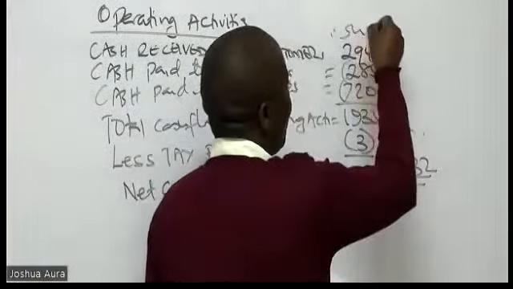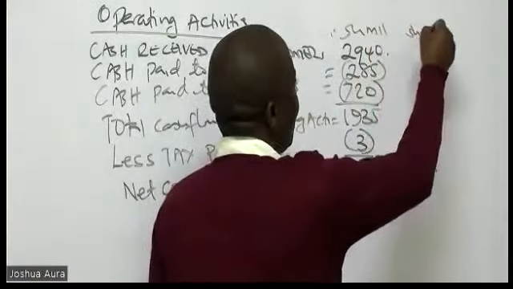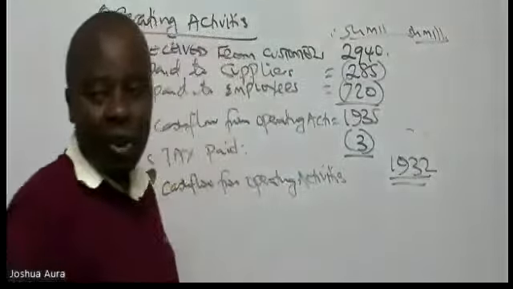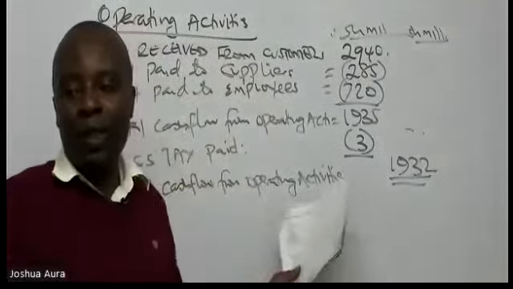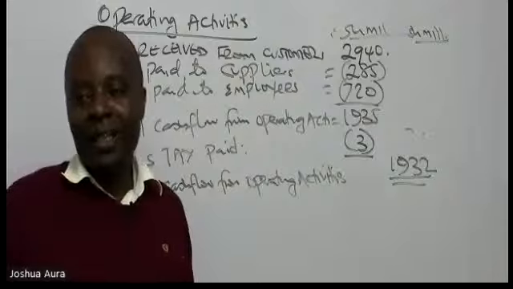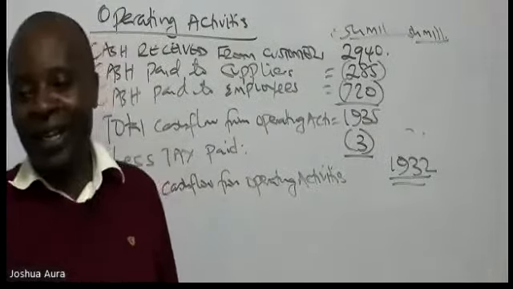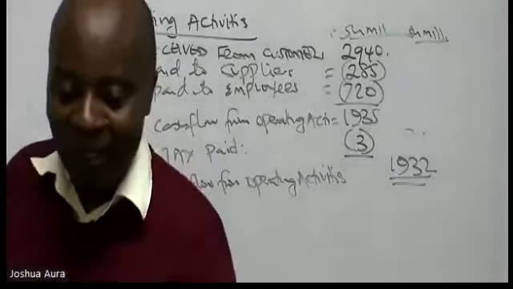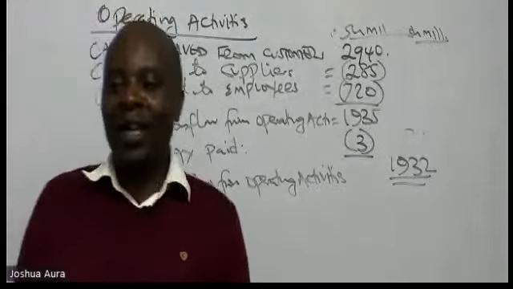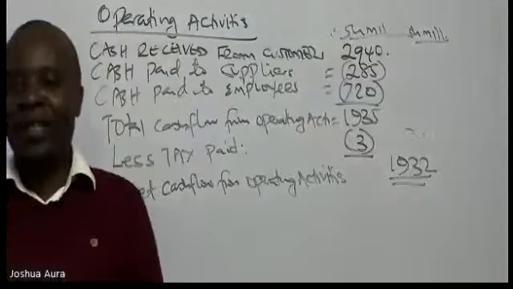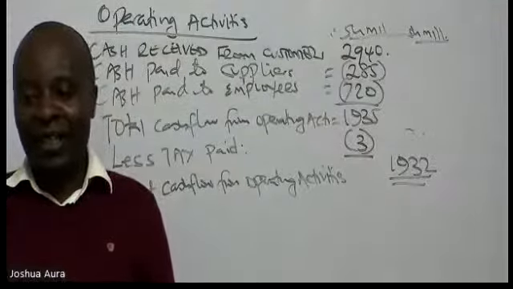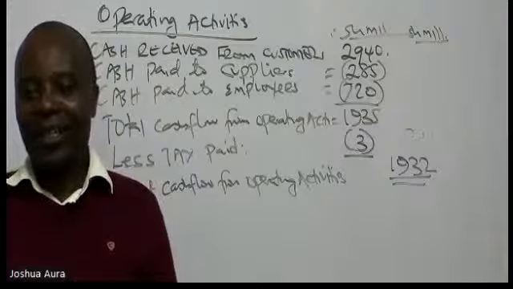So of course we have shillings millions here and shillings millions there, like that, 1932. So is this figure familiar? Is it familiar? Great, very familiar.